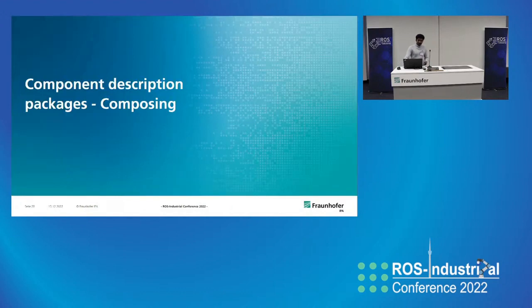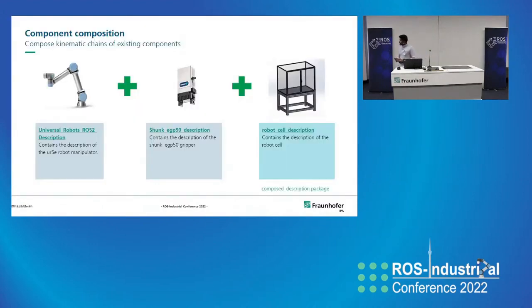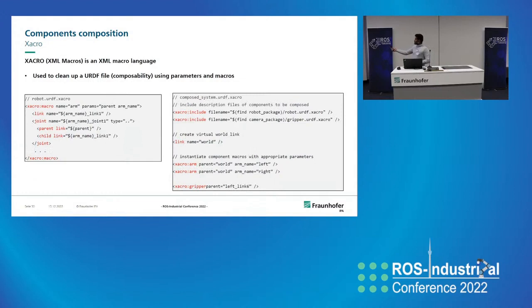So in this step, we talk about composing the kinematic chains of individual components. The system consists of three different components: the UR robot, the Schunk gripper, and the custom cell that we have. The UR robot already has the ROS 2 description, so we can directly use it. And for Schunk, we also have that. The robot cell description is the one which we exported in the previous step from SolidWorks. So we combine all three in this step using Xacro, as I mentioned before.